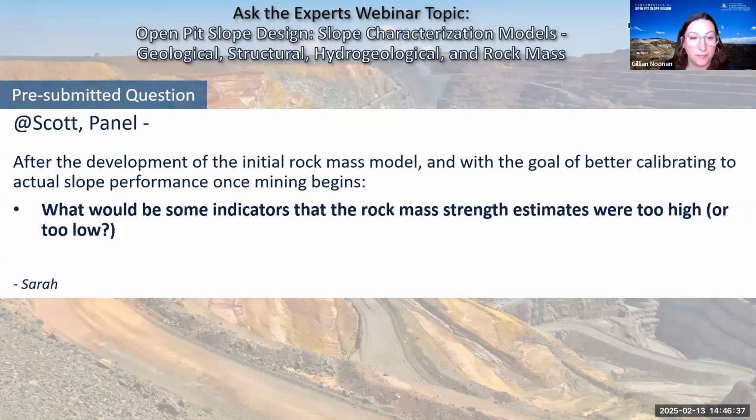Go ahead, Felicia. With regards to rock mass strengths being too low that you estimate, you'll often get some feedback from production. They have difficulty excavating and drill and blast, things like that as well. So it's important to keep that feedback loop between the various teams in the operation.